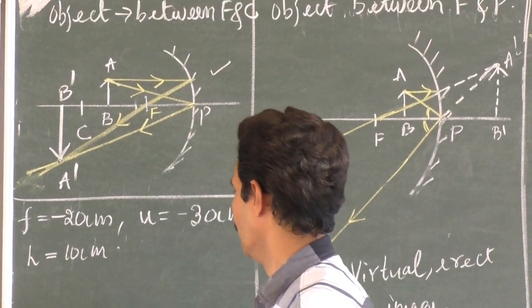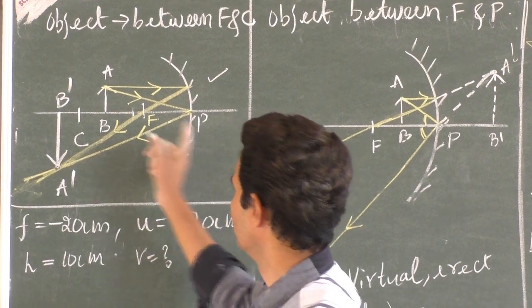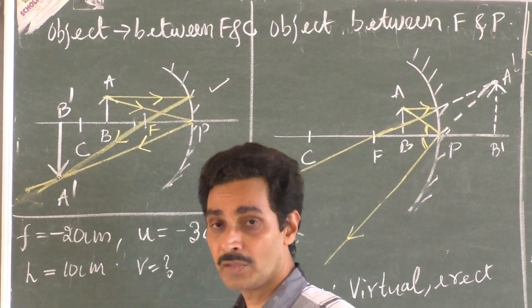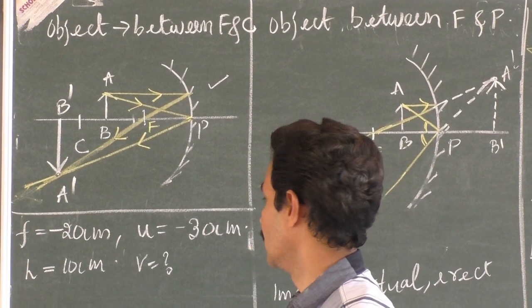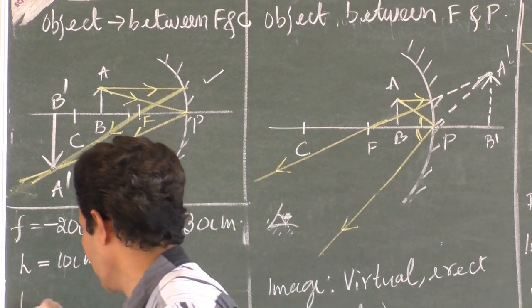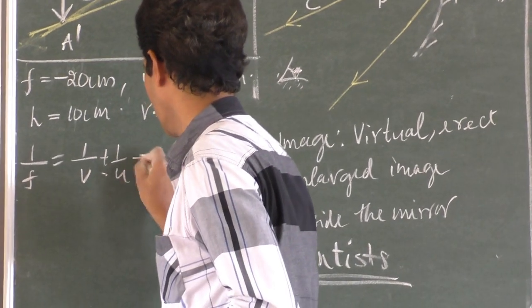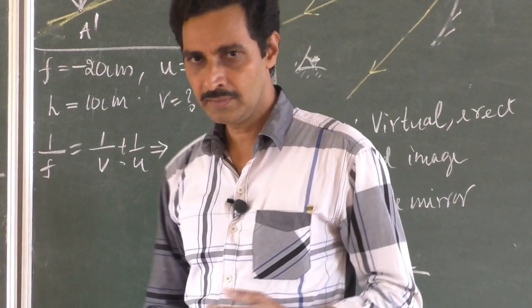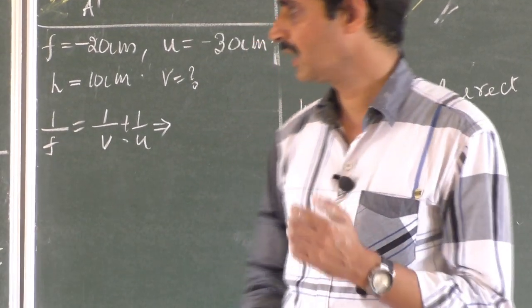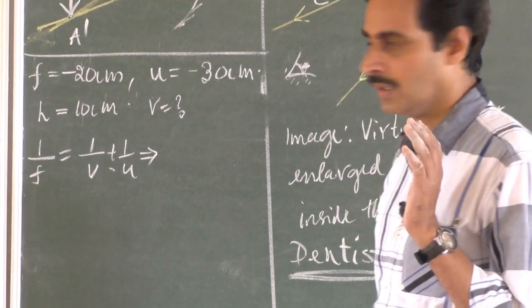We will analyze this. Where is the image? You know that the image should be beyond C. Beyond C in the sense you should get more than 40 as the answer, right? So let us substitute. 1 by F is equal to 1 by V plus 1 by U. So you keep on writing. Hope you are writing along with me. That's very, very important. Otherwise these things are very useless.